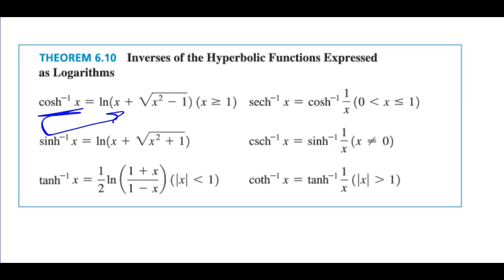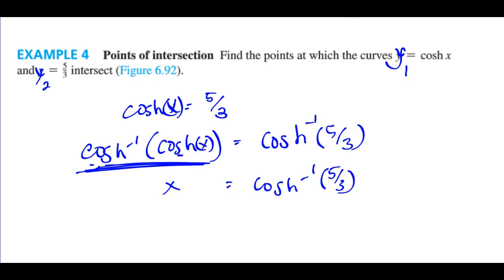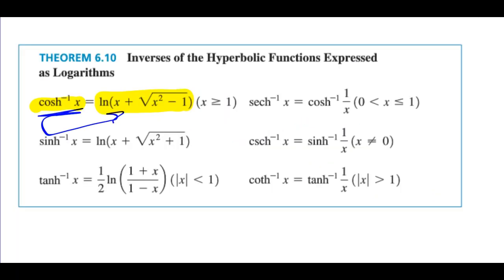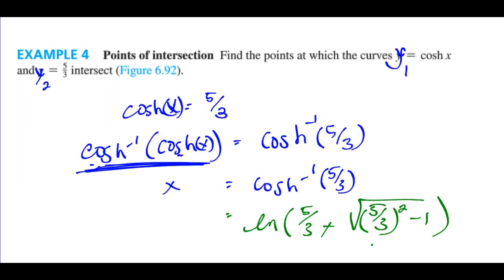So I don't have these memorized, but I see that that guy can be written right here. So I'm going to try that. Every time I see an x, I'm just going to plug in that 5/3. So this becomes the natural log of 5/3 plus the square root of 5/3 squared minus 1. Reading off of this guy. So there's the 5/3, square root of 5/3 squared minus 1.